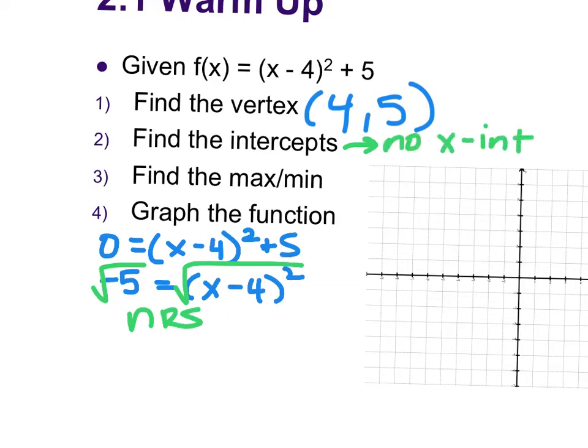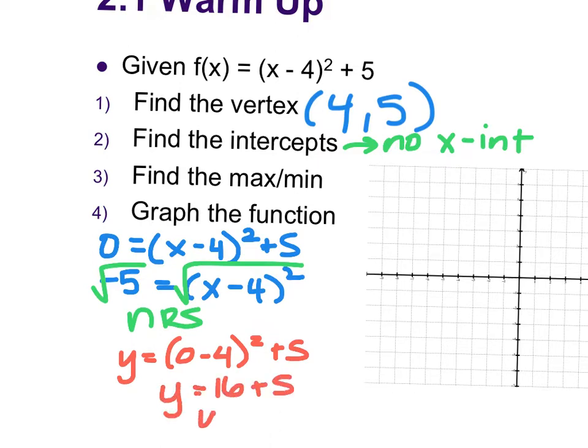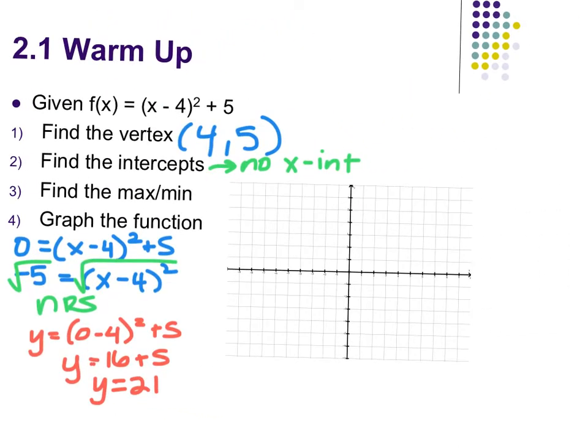And then your y-intercept, if I plug 0 in for x, y equals 0 minus 4 squared plus 5. I get negative 4 squared, which is 16, plus 5, which is 21. So x-intercept doesn't exist. Y-intercept is 0, 21.